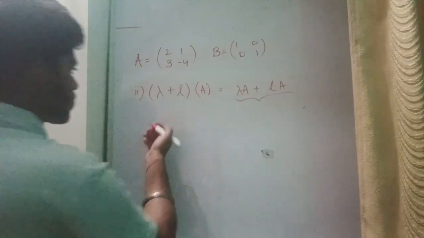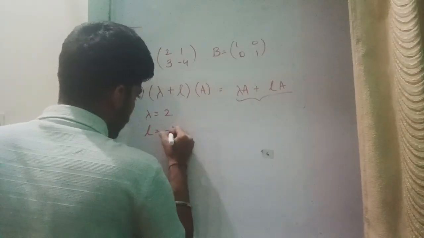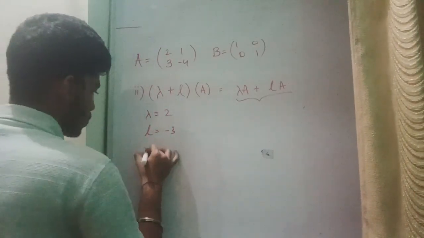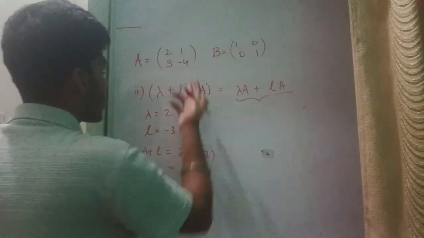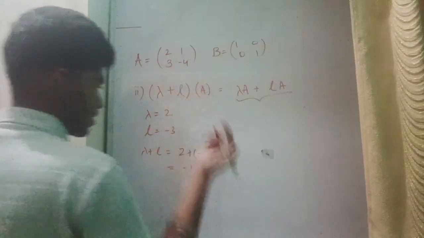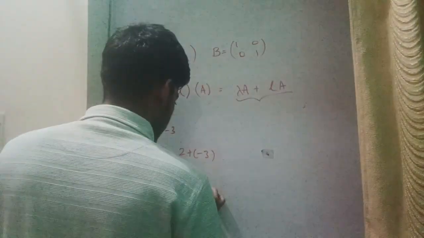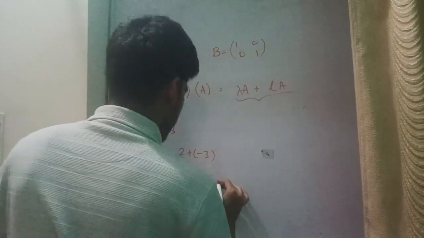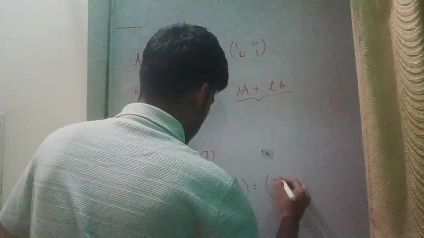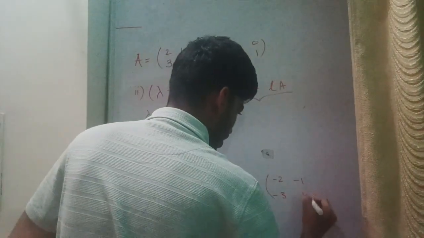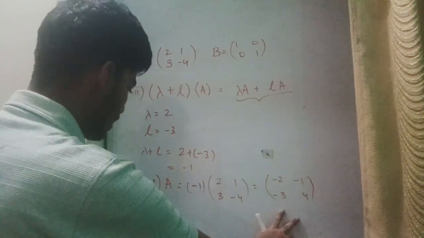We can verify it. Let's say I take lambda equals 2, L equals, let's say, -3, right? So lambda plus L is 2 plus -3, which is -1, and I'm taking my matrix A as this. So lambda plus L times matrix A can be written as -1 times 2, 1, 3, -4, which I will get as -2, -1, -3, and plus 4. Right. This will be our resultant matrix.